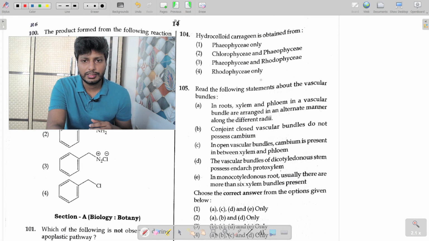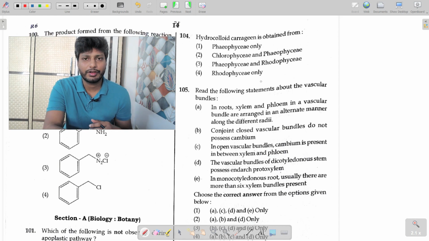The next question, dear students, is again a straightforward question. Hydrocolloid carrageen is obtained from which group? Hydrocolloid means it's a gel-like material, and it is hydrophilic in nature. Carrageen is a type of polysaccharide. So where is it present? The options are Phaeophyceae, Chlorophyceae, and Phaeophyceae. Option number 3, Phaeophyceae and Rhodophyceae. Option number 4 is Rhodophyceae.